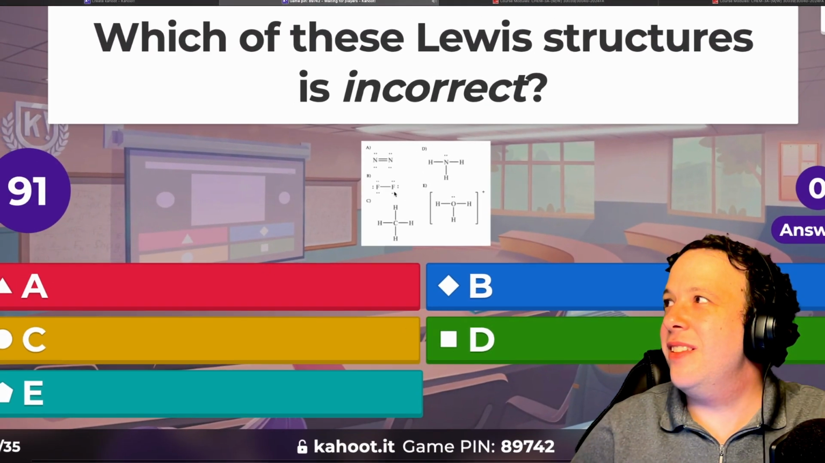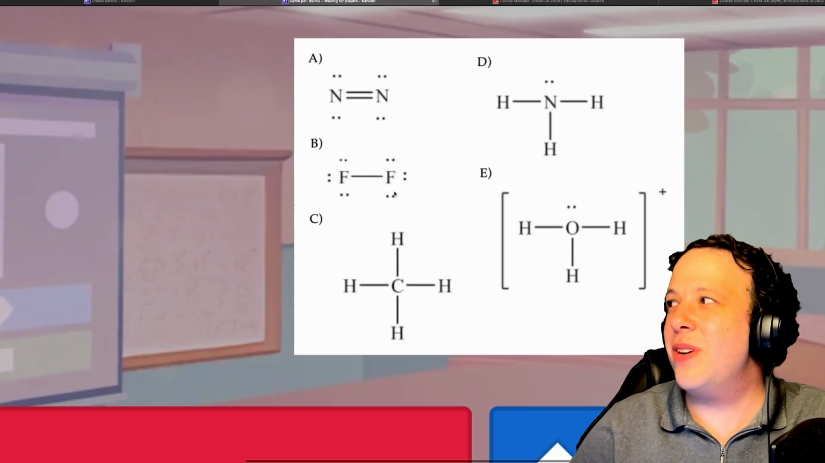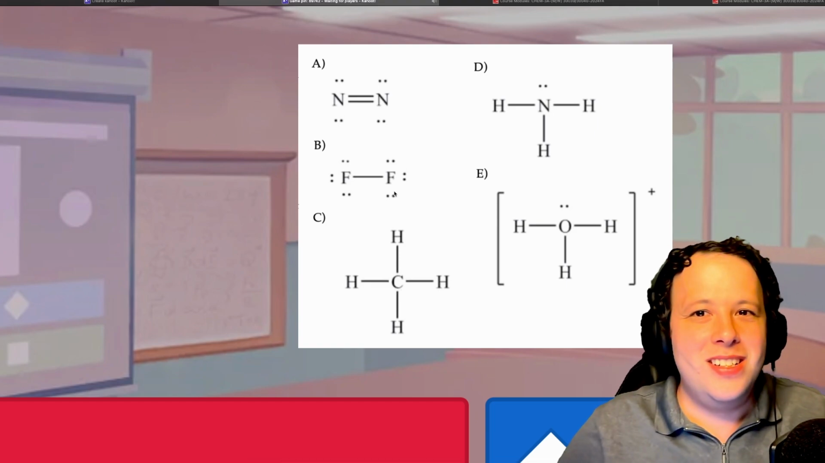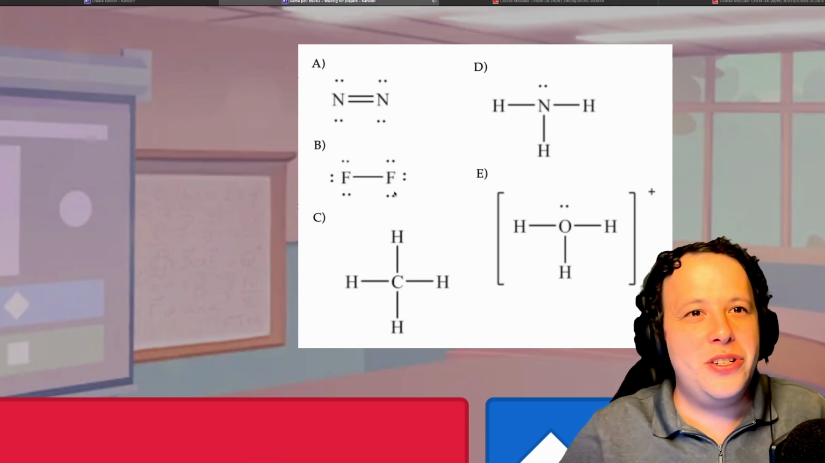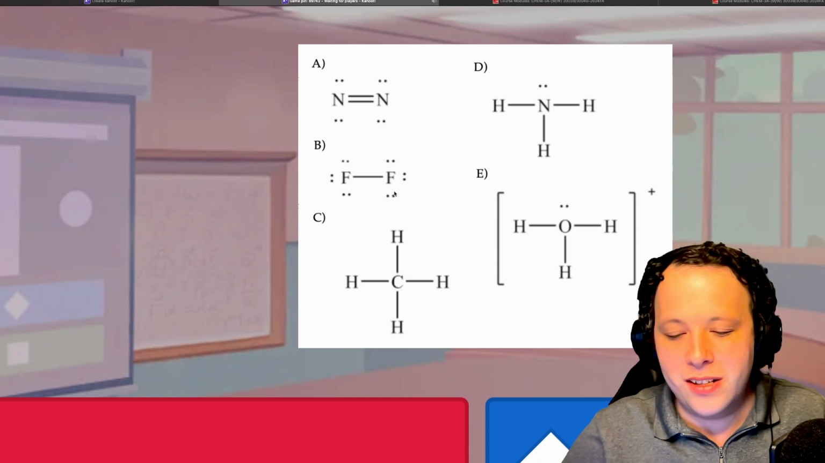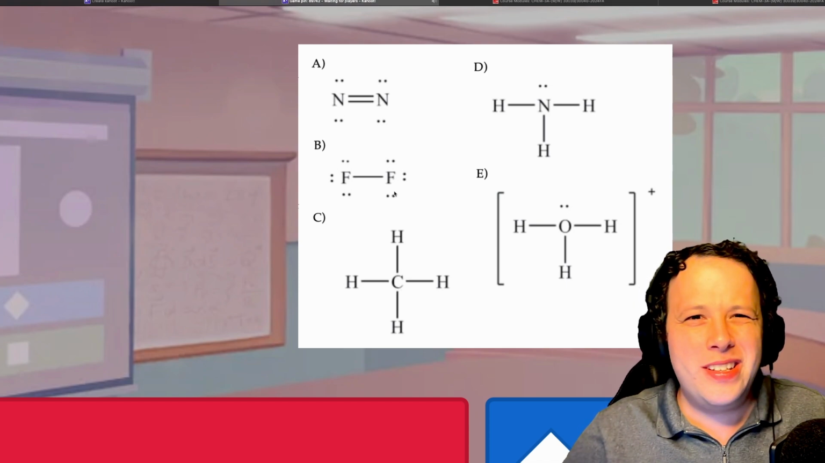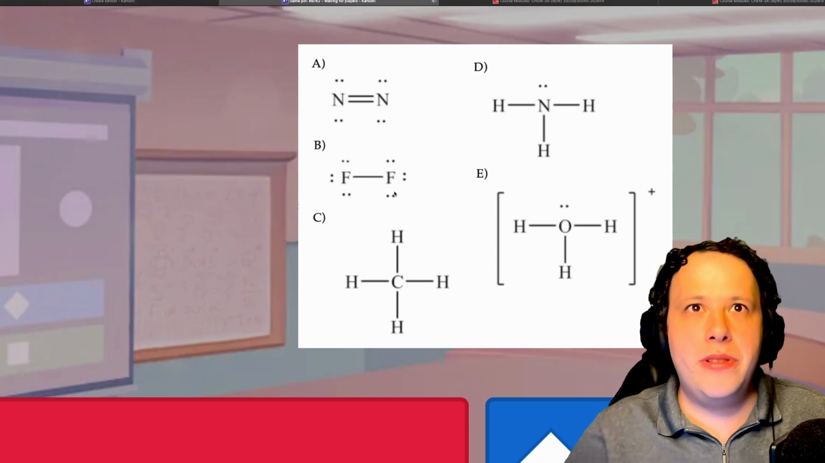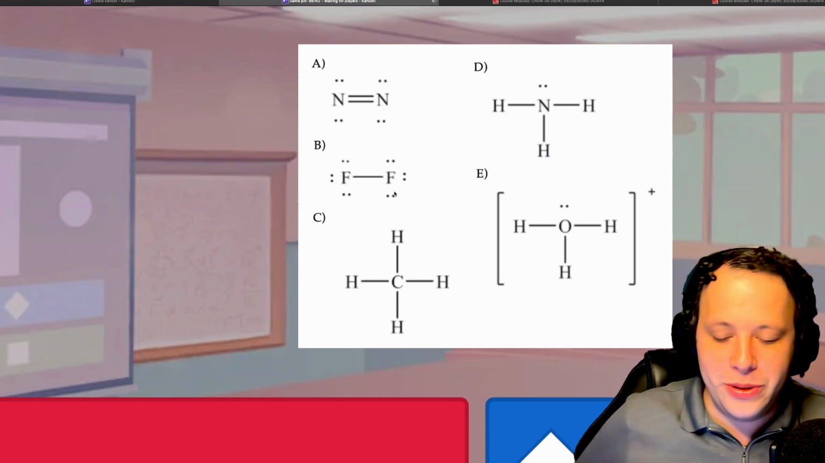The question was, which of these Lewis structures is incorrect? So which one of these is wrong? And usually you're looking for 2 things with wrong Lewis structures.